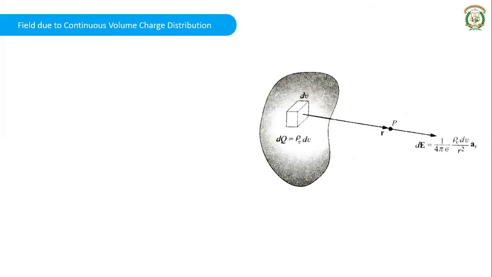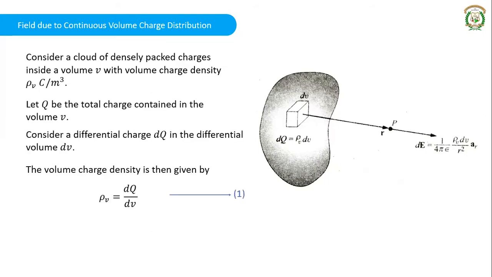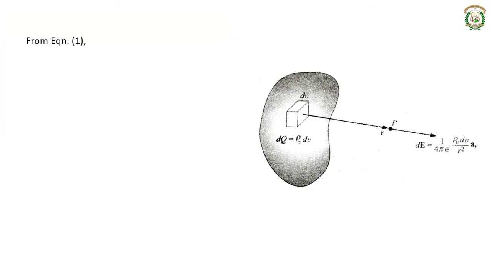The electric field due to continuous volume charge distribution, by taking a differential volume and finding the electric field intensity due to that differential volume at a particular point. Then we integrated that electric field intensity with respect to volume. Then we obtained the electric field intensity through the entire volume, right? So we have seen that in the previous class.